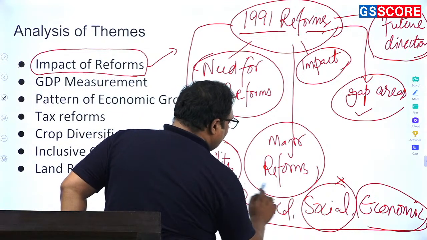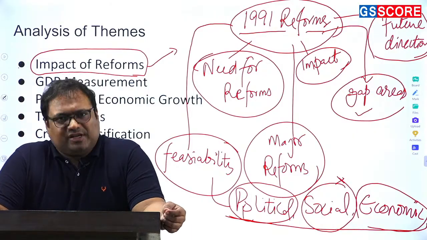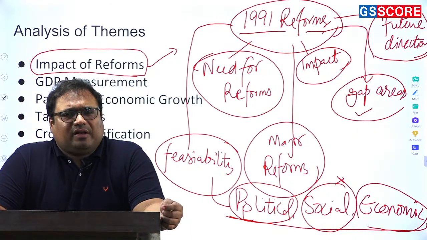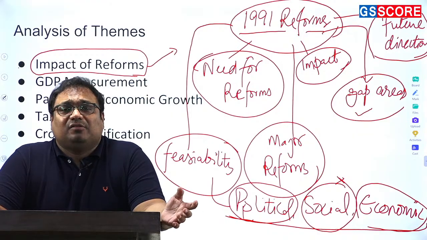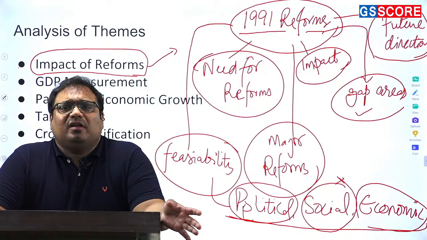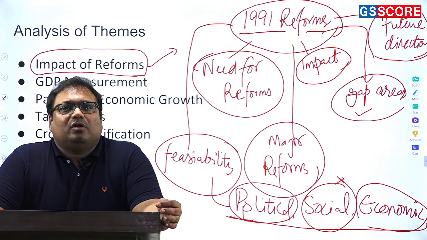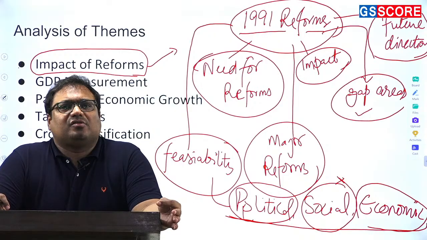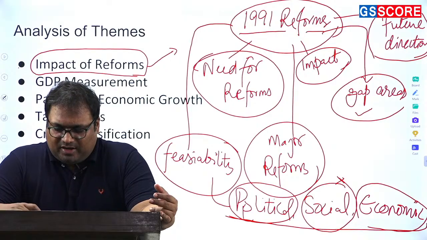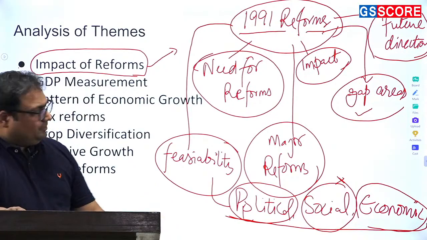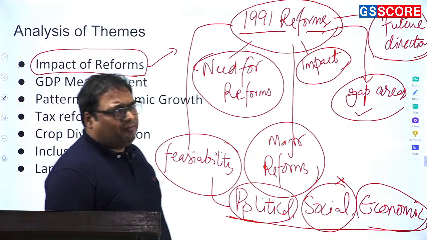Then is there political feasibility? For example, we brought agricultural reforms in 2020 related to markets, but these were opposed by certain farmer groups. So these were also economic reforms for which the political consensus, the social consensus, is not yet ready. Okay, so feasibility is also very important related to reforms.